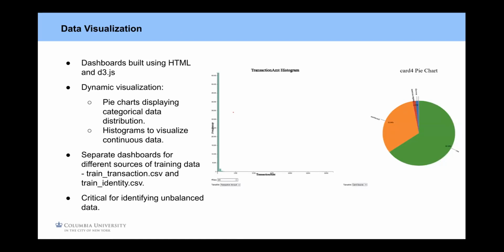Yeah. We also decided to build a couple of dashboards using HTML and D3.js. We used two different kinds of charts to analyze our data. We used histograms for continuous data and pie charts for categorical data. This helped us realize that most of our data is highly unbalanced, and it also helped us visualize what percentage of the data contains a certain label or what percentage of data is valid for us to use. We made a lot of conclusions from this analysis, and we had separate dashboards for transaction and train identity. Vishal will go into some more results from this.